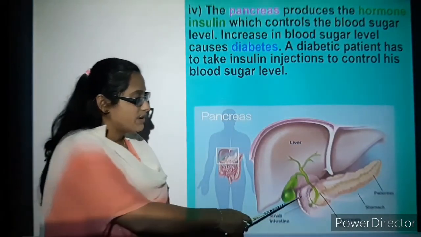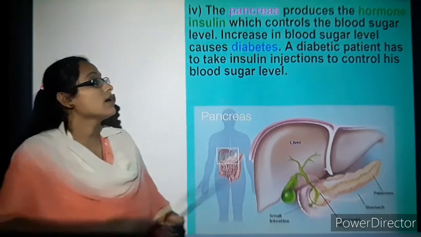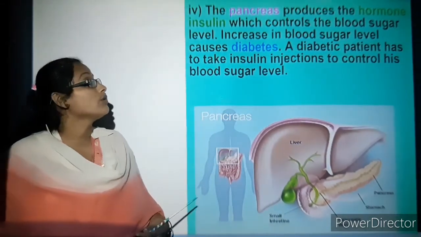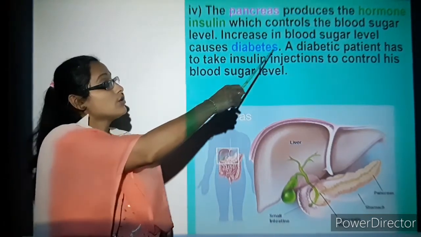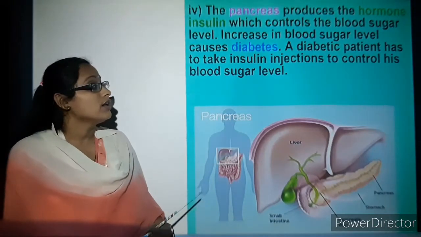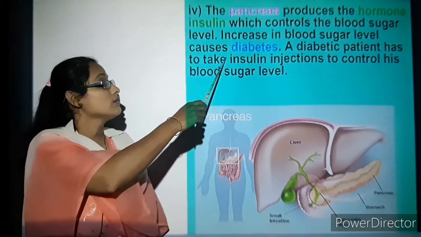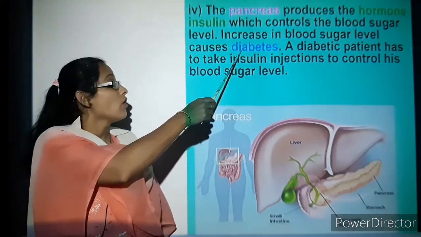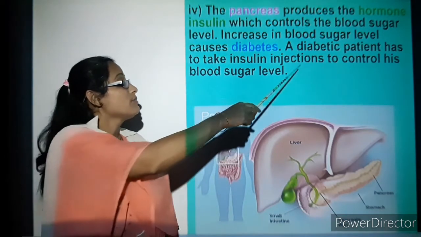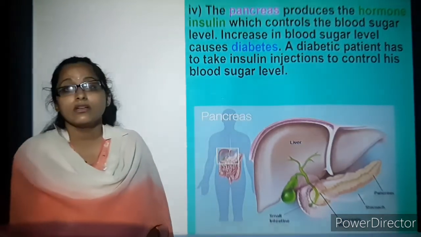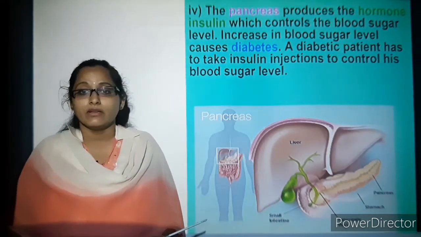So next comes the pancreas. It is situated just below the liver. The pancreas produces the hormone insulin, as most of you know, which controls the blood sugar level. If there is an increase in the blood sugar level, you will get diabetes. A diabetic patient has to take insulin injections to control the blood sugar level.